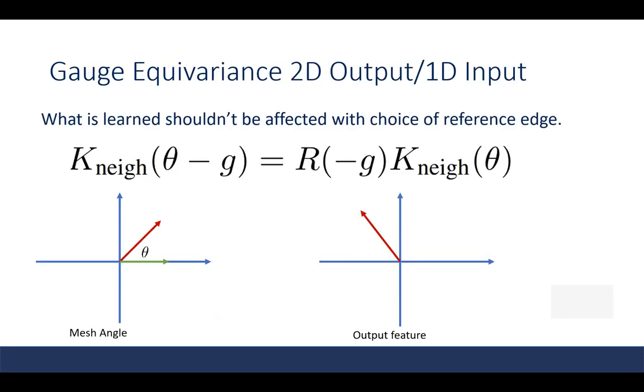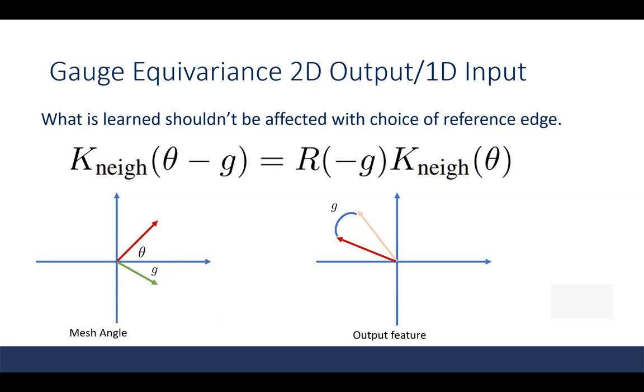So what does this look like in 2D? If you have an input mesh angle, theta, and you have an output feature associated with that input mesh angle, let's say now you change your gauge, AKA you rotate the green line and have a different starting gauge, then your theta becomes bigger. And hopefully, if it's equivariant, that should rotate your output feature like so.